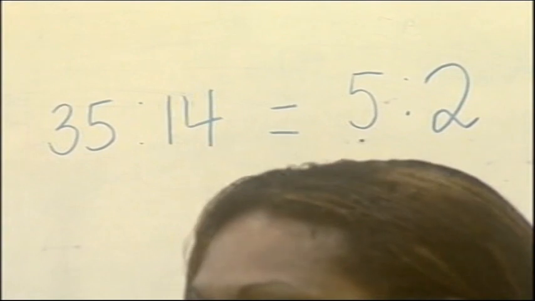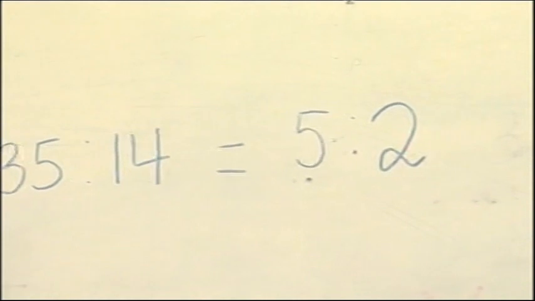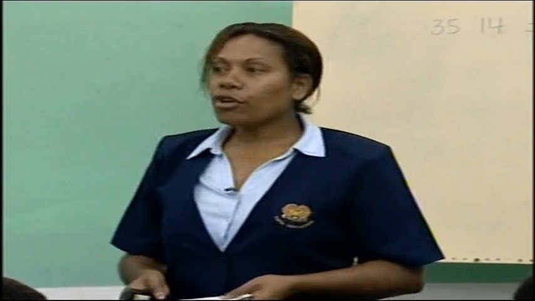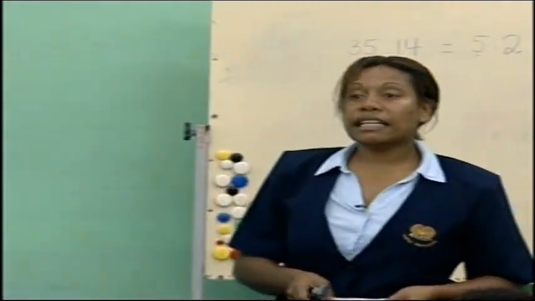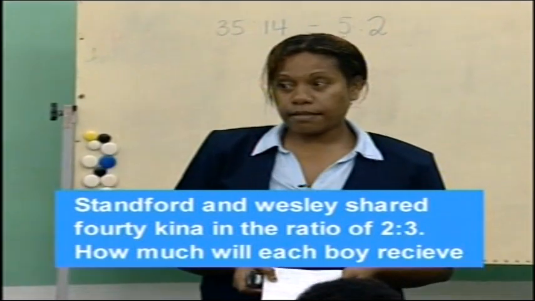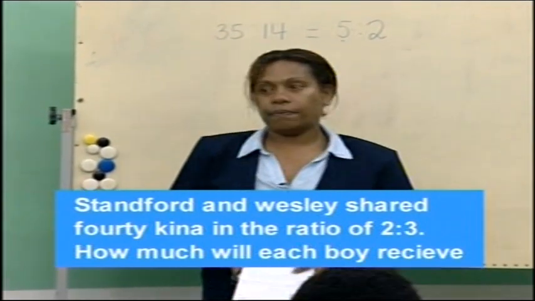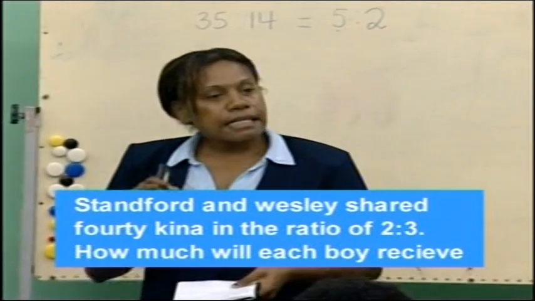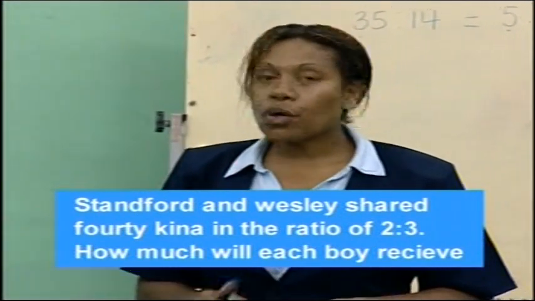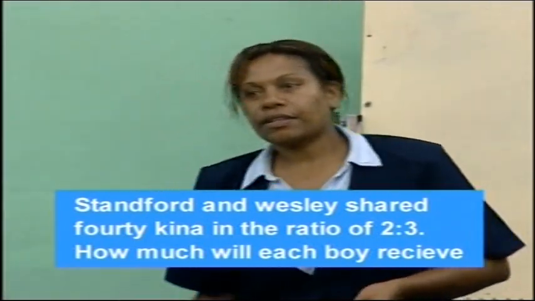Okay, class, I'll read to you a problem and I'd like you to answer this one also. Stanford and Wesley shared 40 kina in the ratio of 2:3. Listen carefully. How much will each boy receive? Again, Stanford and Wesley share 40 kina in the ratio of 2:3. How much will each boy receive?